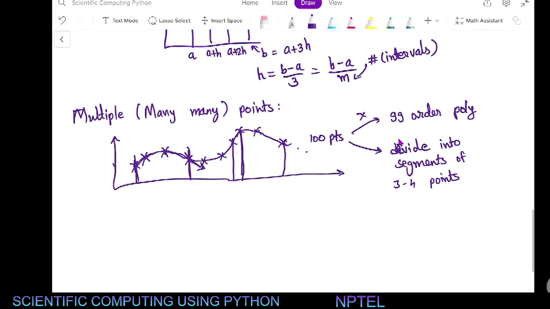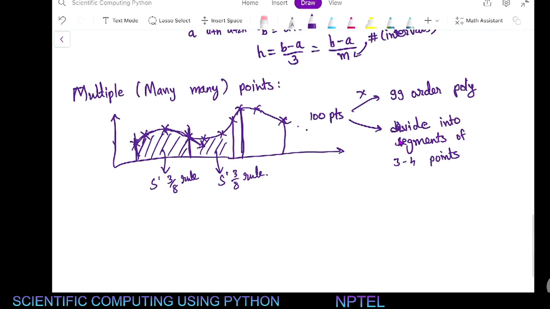Okay. Now in each case, since we have 4 points, we can apply Simpson's 3/8 rule, right? Then again apply Simpson's 3/8 rule. And this can be carried on for all of them. There is one caveat that you have to remember.